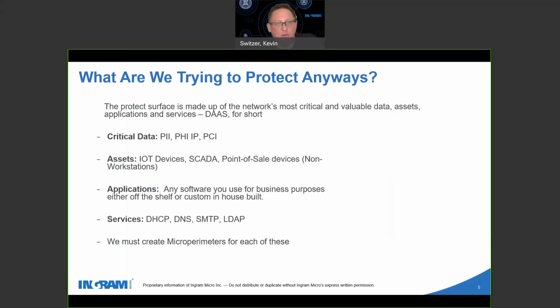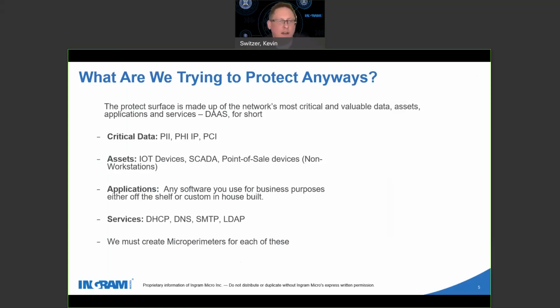Point of sale devices, non-workstations or possibly workstations, applications, which is going to be any software used for business purposes, whether it's a box product off the shelf, custom in-house built, or even in the cloud. Our network services, so DHCP, DNS, SMTP, and LDAP. Now, all of these is what's going to make up our key term here, which is DAS. This is definitely an acronym you should note, and what that stands for is data, assets, applications, and services.